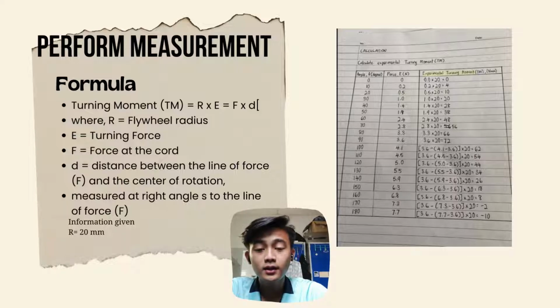At 160 degree we got the turning moment is equal to 8 Newton millimeter, and at 170 degree we got the turning moment is equal to negative 2 Newton millimeter, and the last is 180 degree we got the turning moment is equal to negative 10 Newton millimeter. That's all for the perform measurement part.